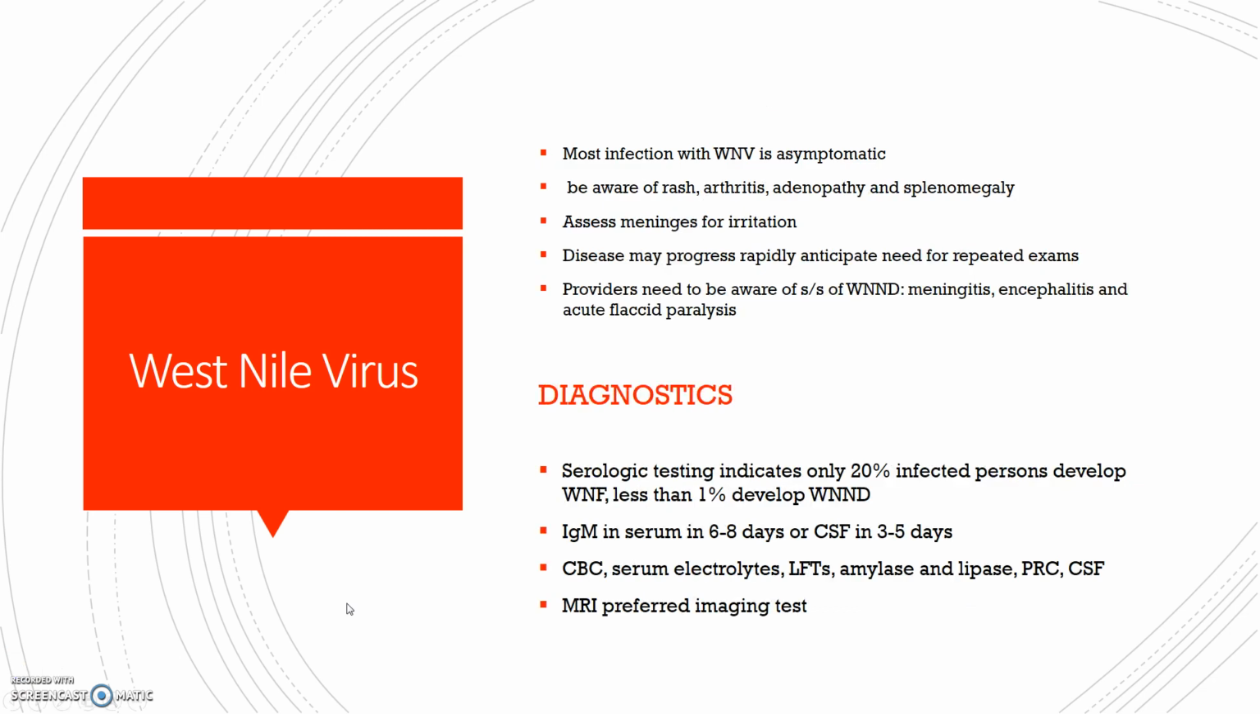Biphasic illness eventuates into an aseptic meningitis and then ensuing encephalitis. Most infections with West Nile virus are asymptomatic, but you have to be aware of that rash, arthritis, adenopathy, and splenomegaly. And you want to always assess the meninges for irritation. Disease may progress rapidly, so anticipate a need for repeated exams. If you have this in your differential, you are going to have to very closely assess that patient over and over.